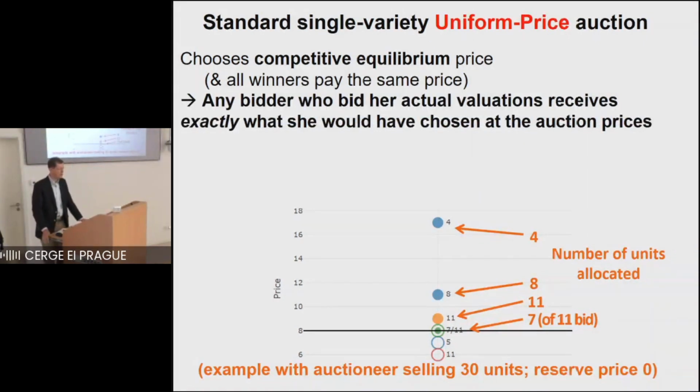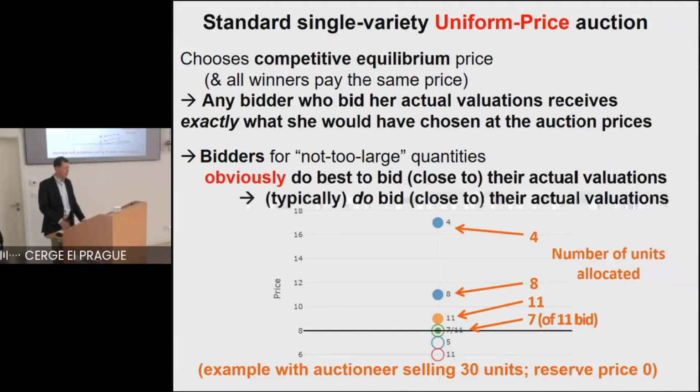And the point here is that any bidder who bids her actual valuations gets exactly what she would have chosen at the auction prices. So if the bidders had known that the price would be 8, the blue bids at the top would be filled, and the orange bid would be filled, and the green, well, if the price is 8, then the green bidder is indifferent about whether he's filled at 8 or not, and so he should be happy to be rationed. We will assume he's happy to be rationed here. And given that, then if you're not bidding for very much, then you do best to bid your actual valuations, or at least close to your actual valuations.